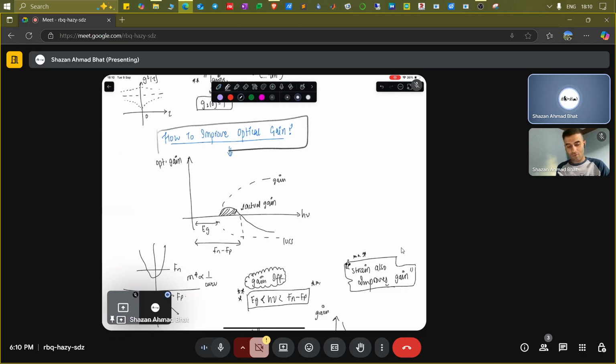So the concept is how do you improve the optical gain? Say you have a material, whether it's an active material or a semiconductor, it can be anything. How do you improve gain? What can you do to improve the gain?